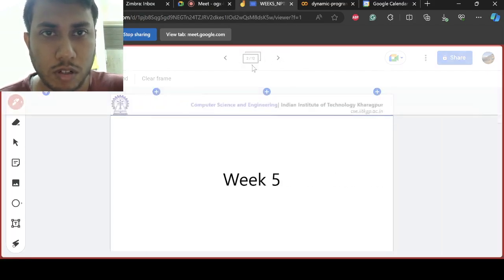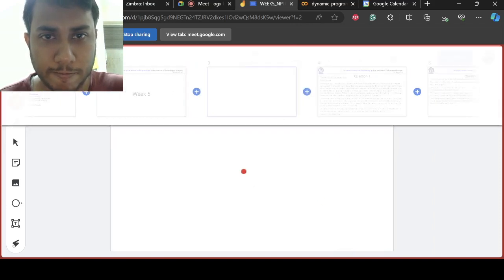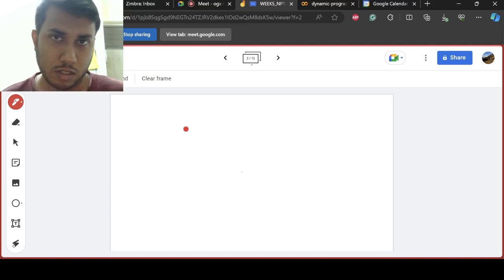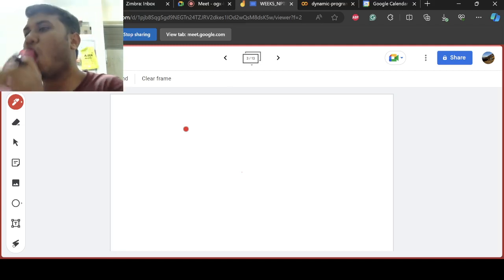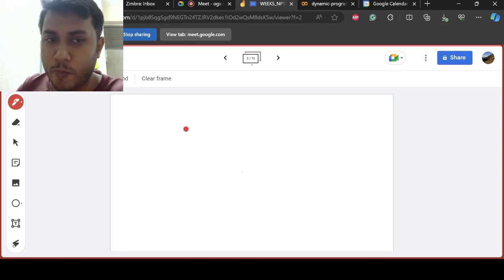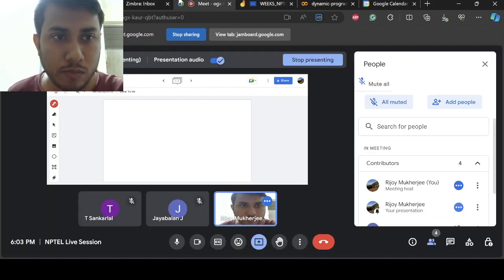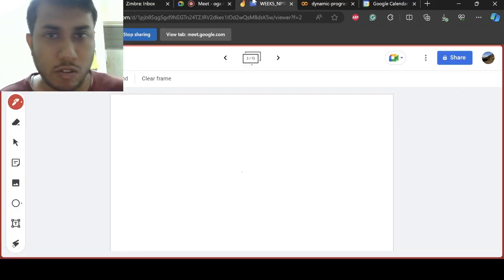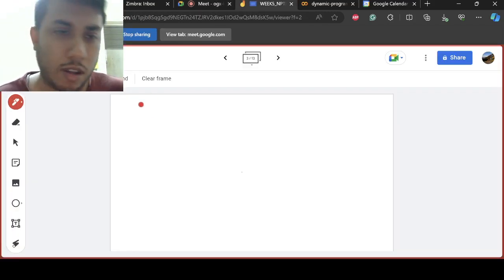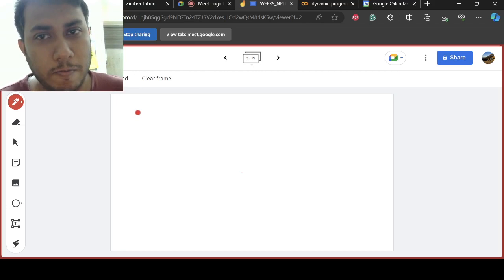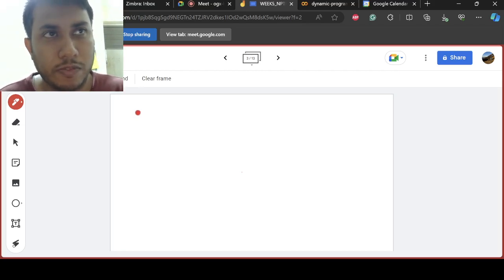So week 5. Let me start off with what was done in week 5. The first concept that was introduced: in the previous week we came across the concepts of MDP, Markov decision problem, optimal value for the state value function, and the action value function. So those things we have covered. This week, the first topic we start with is policy evaluation.